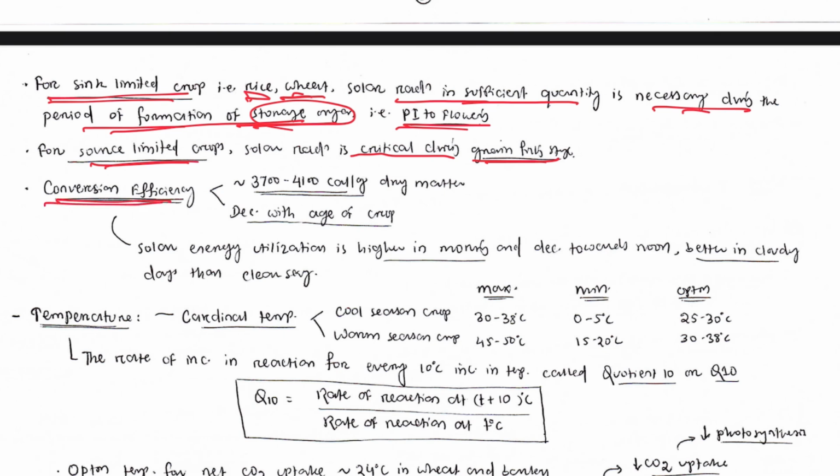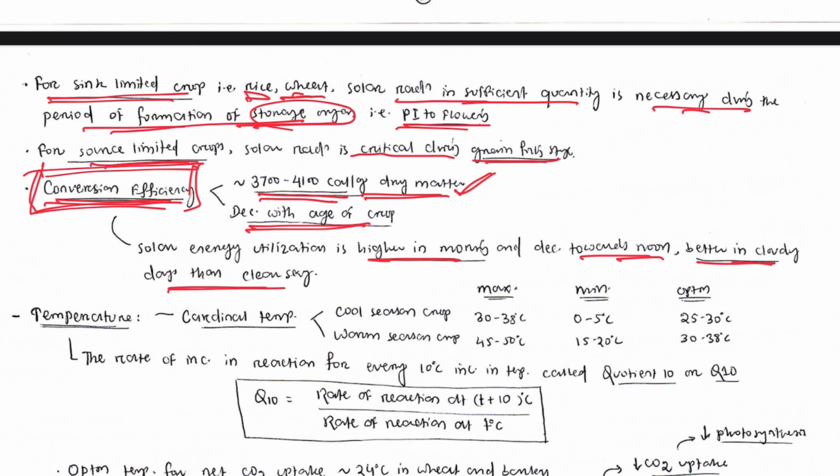Then conversion efficiency. What is that? Conversion efficiency means how much calorie of energy is required for 1 gram dry matter production. This value is important, and you have to remember it: around 3700 to 4100 calorie per gram dry matter production, and it decreases with age of the crop. Solar energy utilization is higher in the morning and decreases towards noon, and it is better on cloudy days than on clear sky.